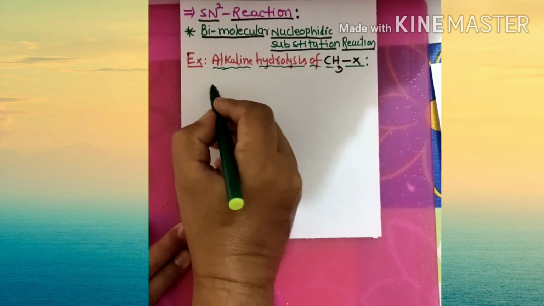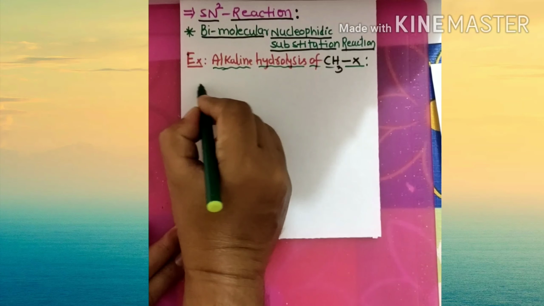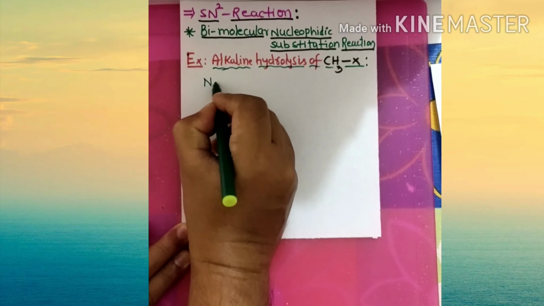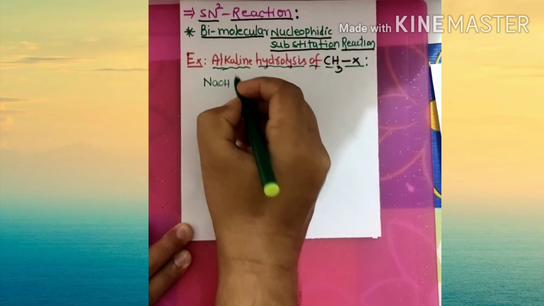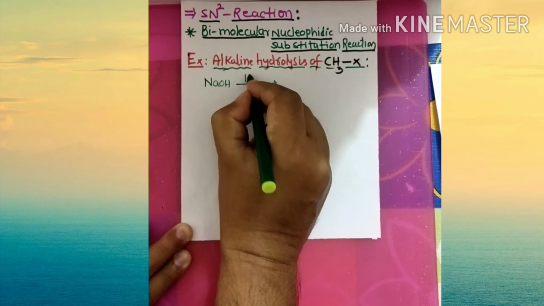What is alkaline hydrolysis? You know, alkali means a base which can dissolve in water. That I am taking as NaOH, or you can take KOH also. It is subjected to hydrolysis in water. It gives Na plus and OH minus. This OH minus acts as a nucleophile. So this is alkaline hydrolysis of methyl halide.